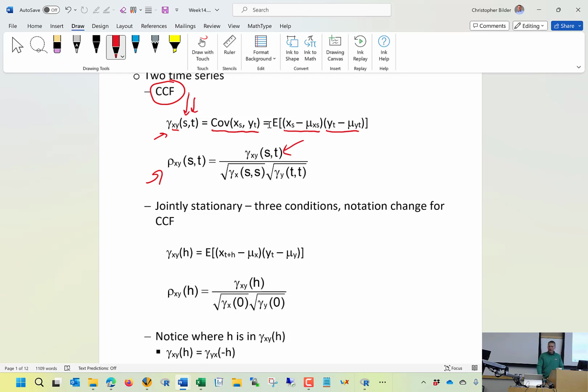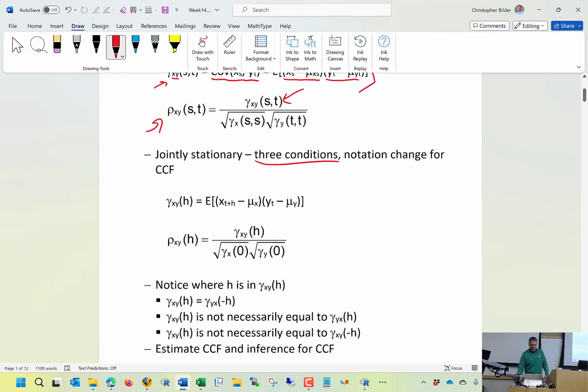And so we can then look at the extension to this, where we have 2 time series. That's called joint stationarity. And we have 3 conditions associated with it. The first 2 conditions correspond to stationarity for x and stationarity for y. And then the third condition is the joint stationarity, where the only thing that matters in this autocovariance function is the lag difference between x sub s and y sub t.